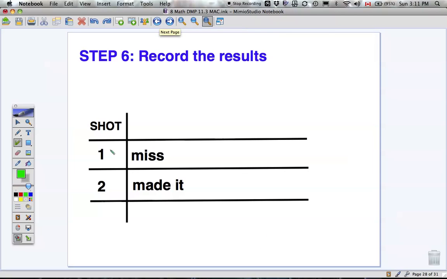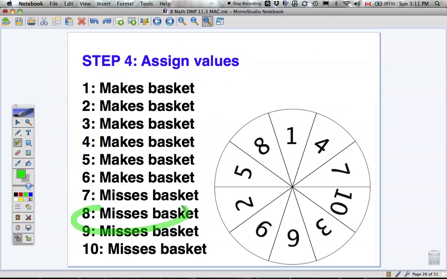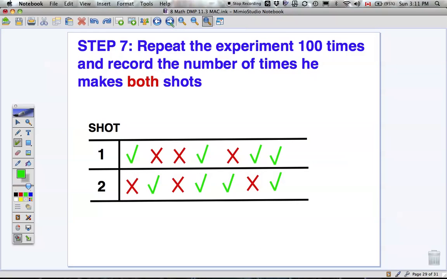We record the results. So on his first shot, we spun it, and let's say he landed on a 7, and so that means he misses the basket. And then we spun it again for a second shot, and we got a 3, so he makes the basket. We do this 100 times. Shot number 1 makes it, shot number 2 misses it, and so forth. The question was, how many times did he make it both times? There's 1 occasion, there's 2 occasions, and of course we're going to have an ellipsis.